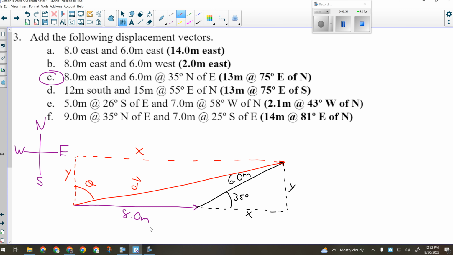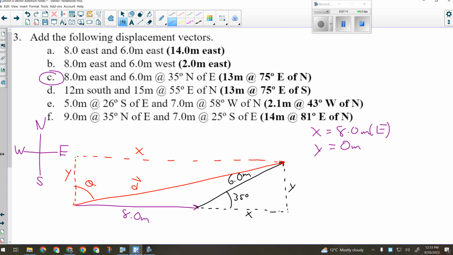Let's have a look at the next couple of steps here, guys. Next step that we need to look at is calculating our x's and y's. For our first vector, it goes straight east, so it doesn't have a y component because it's not angled. It just travels along the x-axis. So its x component is going to be 8.0 meters east, and its y component is going to be 0 meters because it doesn't go north or south. Everyone okay with that idea? I didn't have to do any trig for my purple 8-meter long vector.